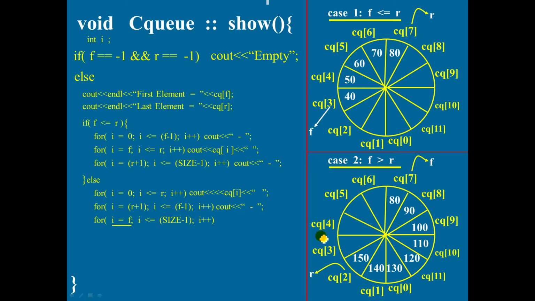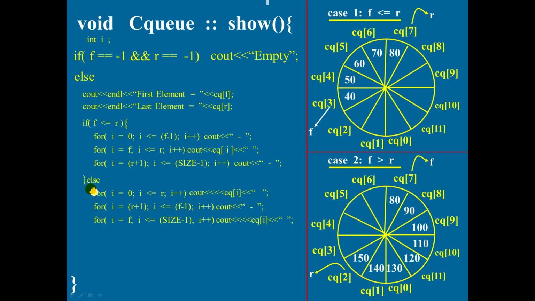For i = f, meaning this index, i <= size - 1, meaning this one, i++. So i contains this index. So this element will be CQ[i]. So you can write cout << CQ[i], and after displaying one element there should be space.